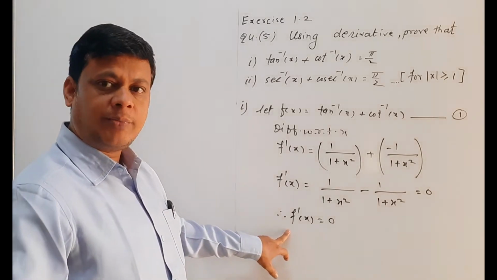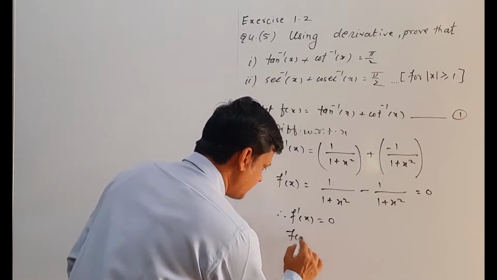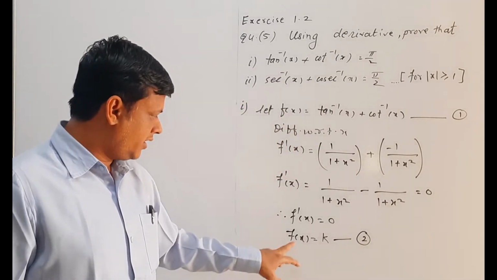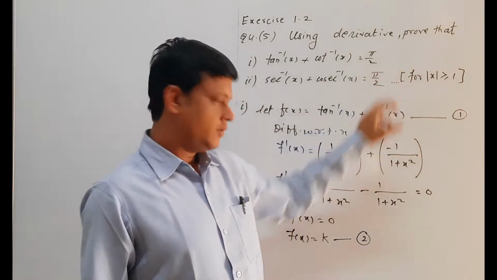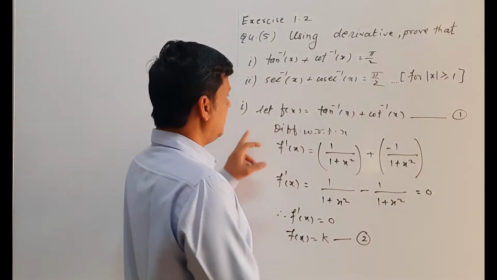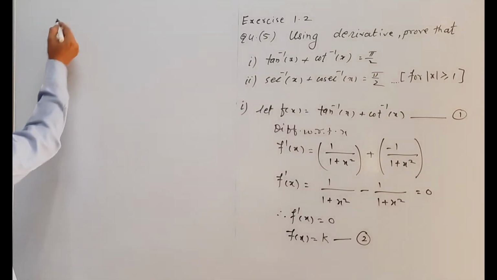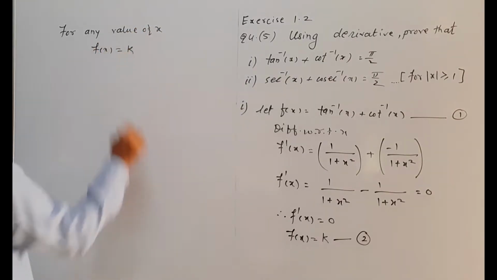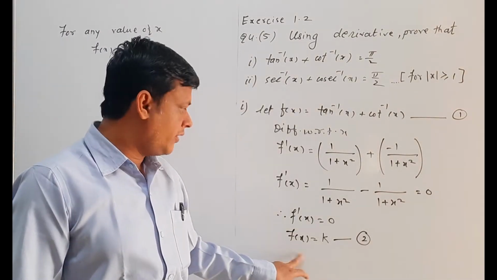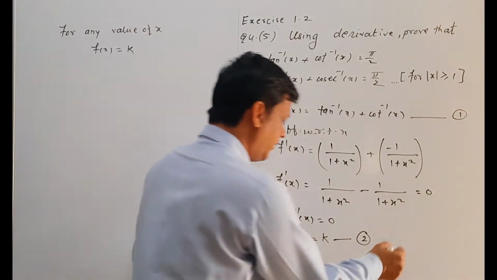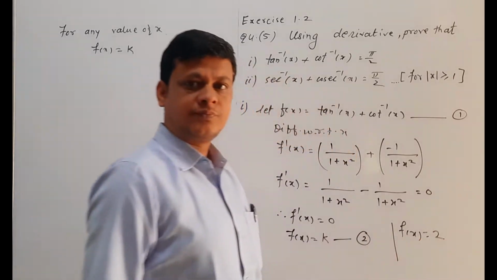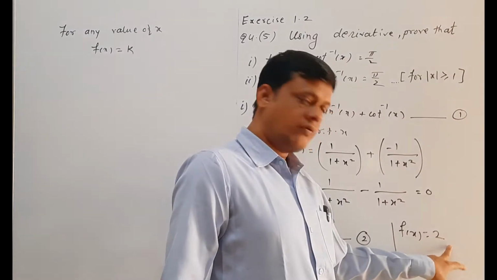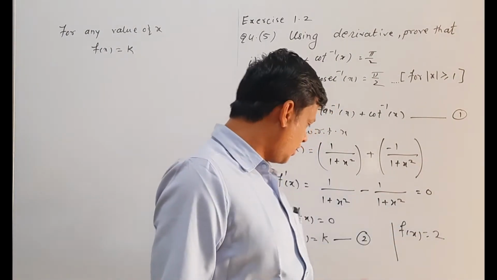So this function f of x is constant, so we consider that f of x equals k. We denote this as equation number 2. Now we have to show this f of x equals pi by 2. For that, from equation number 1, for any value of x, f of x equals k. That means if you take any value of x, we get the value of that function as k. For example, if we consider f of x equals 2, when we replace x by 0, we get 2. When we replace x by 1, we get the value 2. That means we always get the value 2, because the function is a constant function.